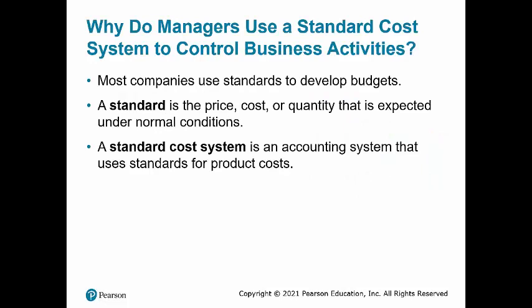A standard is the price, cost, or quantity that is expected under normal conditions. For example, Cheerful Colors expects the direct materials to cost $1.75 per batch of 100 crayons. Therefore, the standard cost for direct materials is $1.75, and that was the amount used to develop both the static and flexible budgets. The terms standard and budget are sometimes used interchangeably.